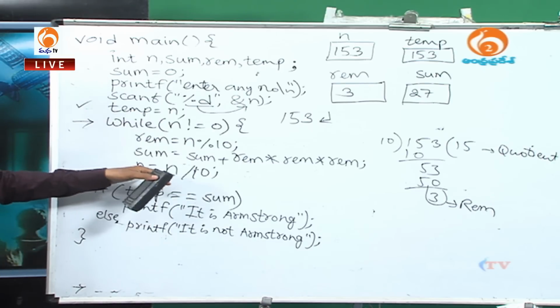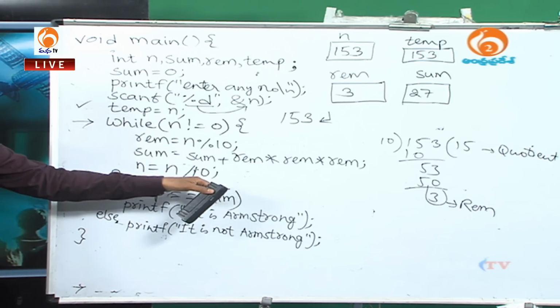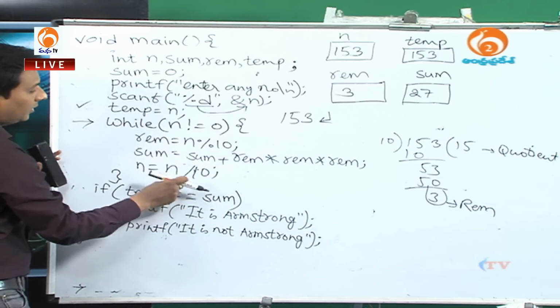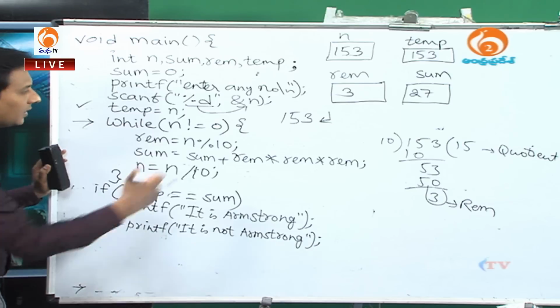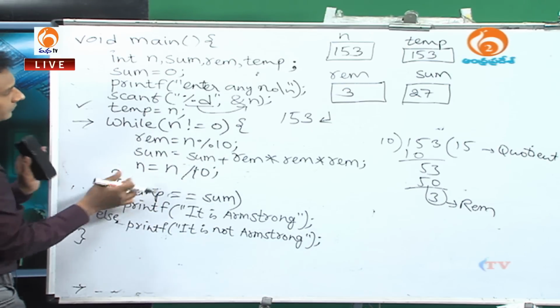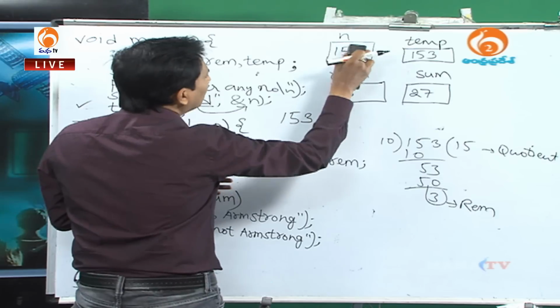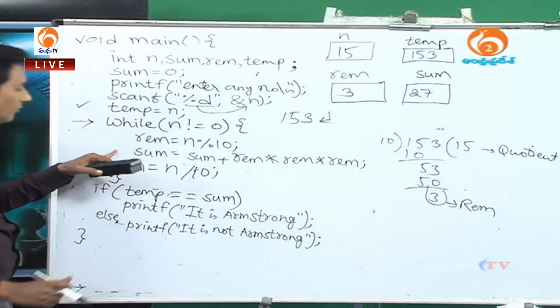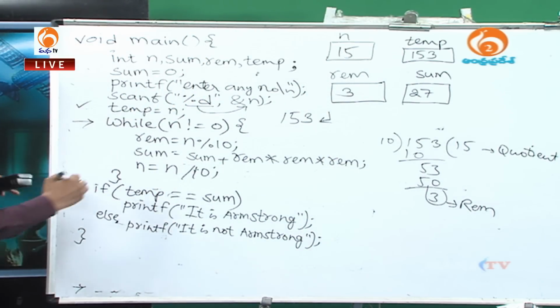That is 27. 27 is stored into sum. Next, n equal to n slash 10. N slash 10 means 15. Slash means quotient, percent means remainder. That is 15 is stored into n. This old value is overwritten and 15 is stored. Next iteration, repeat the same thing.